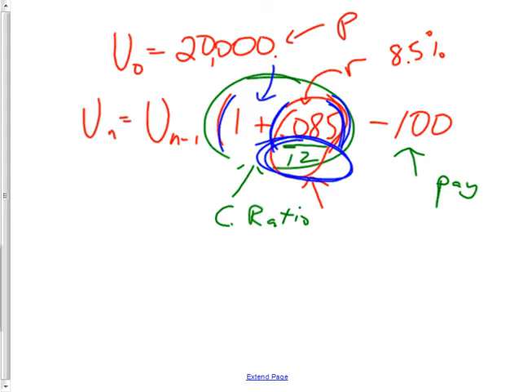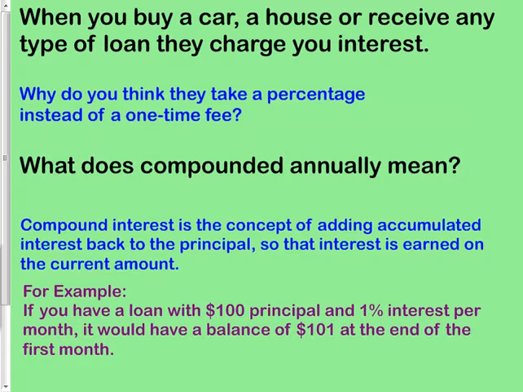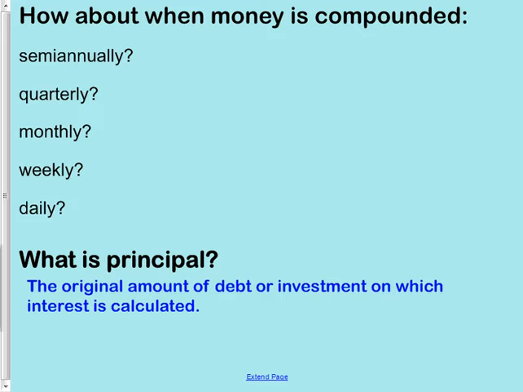So just don't worry about all these words other than to know what they mean. Semi means twice a year, 2 payments per year. This means 4 payments per year. This means 12 payments per year. Weekly, 52 payments per year. And daily payments, you divide by 365.